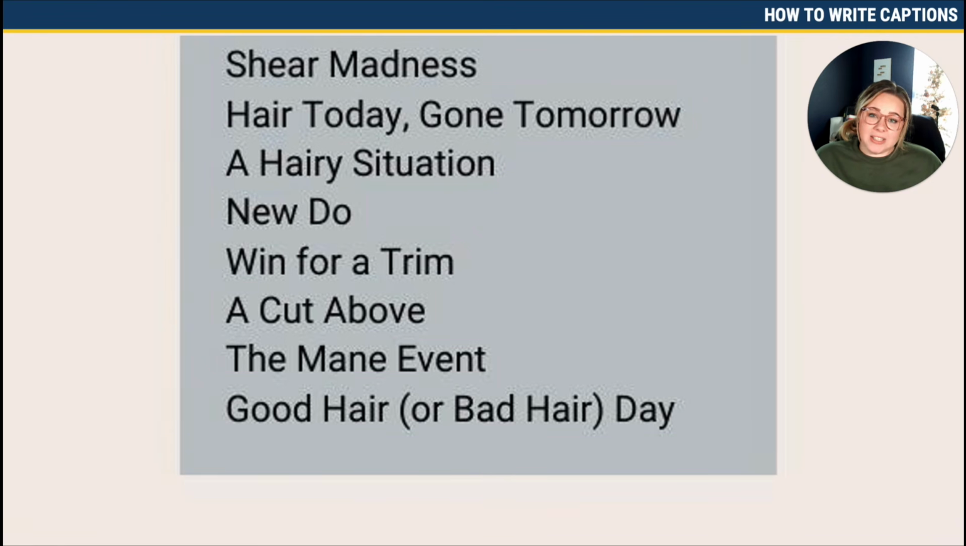So many options, and you don't want to just let your creativity stop at the first one you think of, because usually your best idea isn't going to be your first idea. So I hope that was helpful.